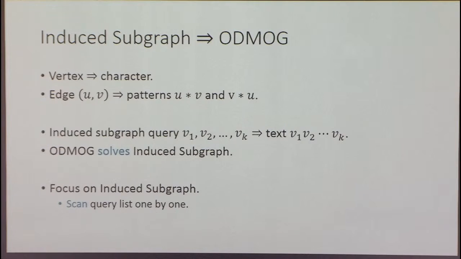So for the rest of the talk, I'm going to focus just on the induced subgraph problem, mentioning that with some more algorithmic techniques, we can also solve ODMOG with comparable running times. But let's just focus on the induced subgraph because it's easier to reason about. One more thing: in the induced subgraph problem, the input is a set of vertices. So now we're just going to assume that it's a list of vertices, and the vertices arrive one by one. So we're turning it into an online sort of problem.